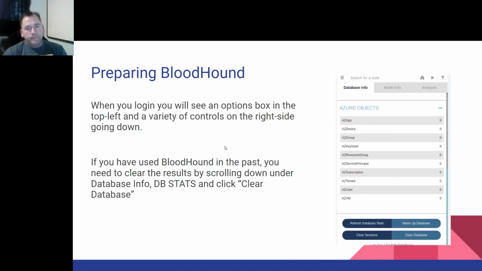When you log in to BloodHound the very first time, on the left side in the top you're going to see a pancake or like an options box in the top left. If you click on that pancake stack, you're going to see 3 options: database info, node info, and analysis. If you have used BloodHound in the past, you'll have information that's populated. You can keep it and just add to it, but you don't want to confuse the results. Or maybe you do and just leave it.